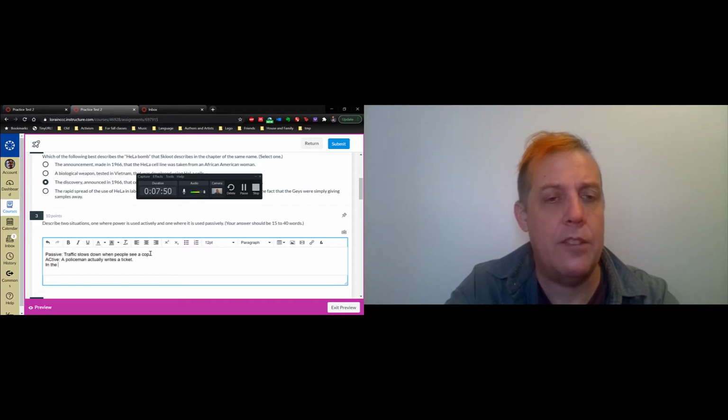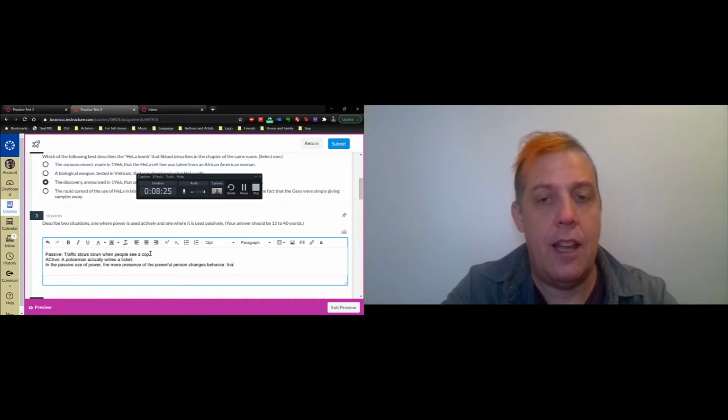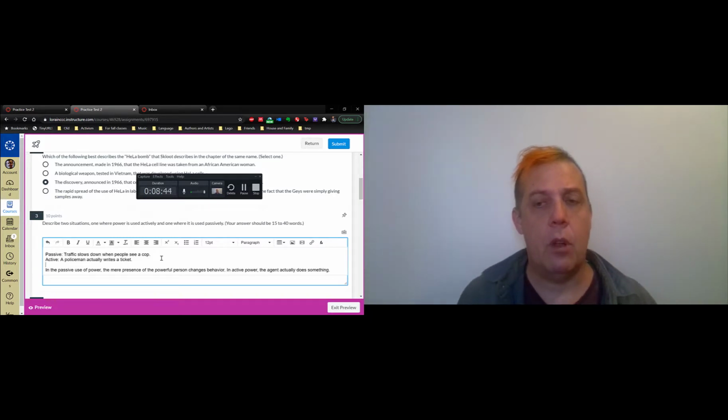In the passive use of power, the mere presence of the powerful person changes social reality. Actually, in the case of the speed trap, it changes behavior, because that's physical reality. The agent isn't actually doing anything, right? In active power, the agent actually does something. I'm going to fix my little typo here. And this should be sufficient for an answer because I've given you an example and I've given you a definition, and that is what the question called for.